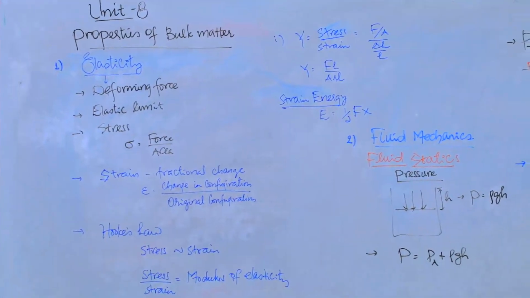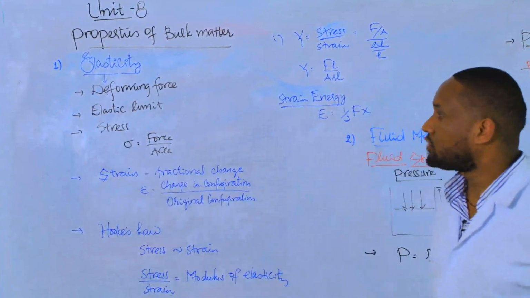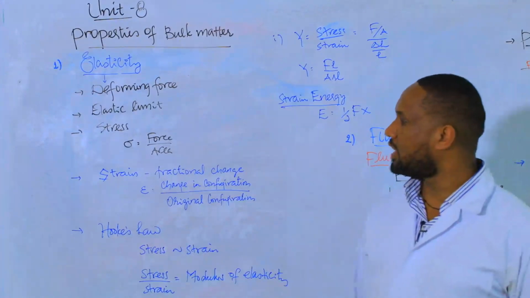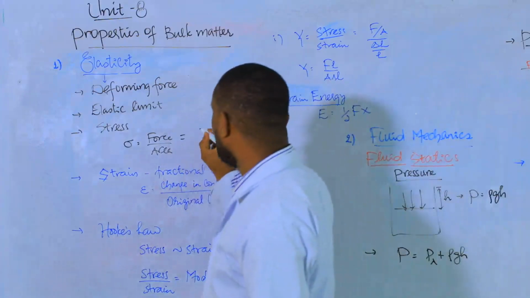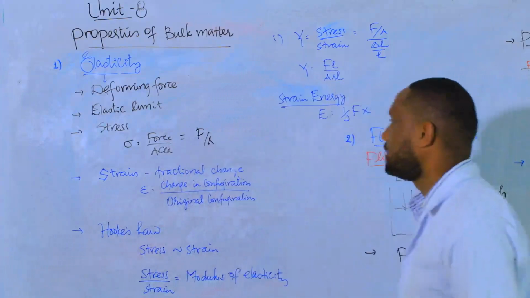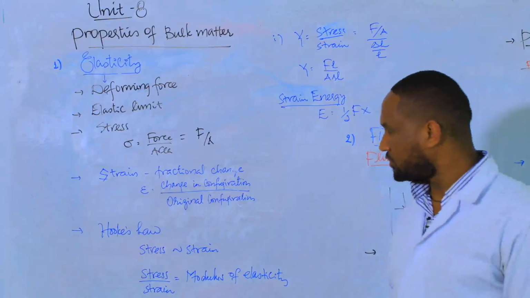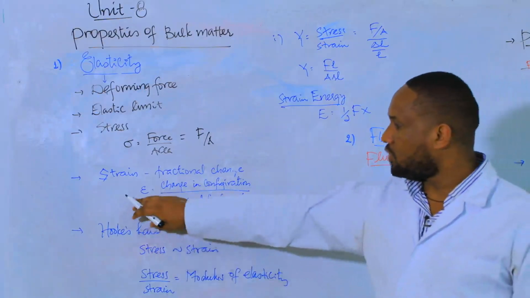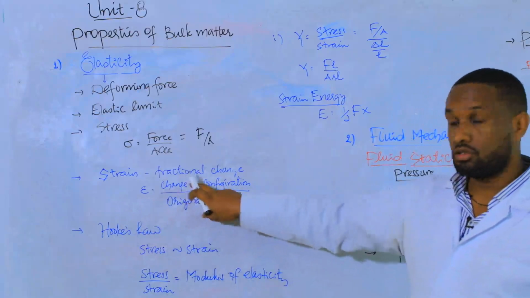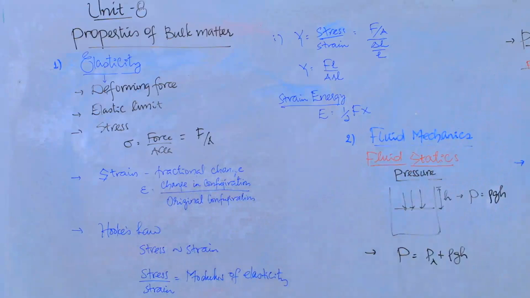So when we exert a deforming force, we have a quantity which we call stress. Stress is simply defined as the force exerted on an object per unit area. So we can put it as stress is equal to force over area, okay? And whenever a deforming force is exerted on an object, we have a strain. A strain is simply a fractional change due to the deforming force. So a strain on an object can be defined as the change in configuration, it can be a change in length or volume, divided by the original configuration.